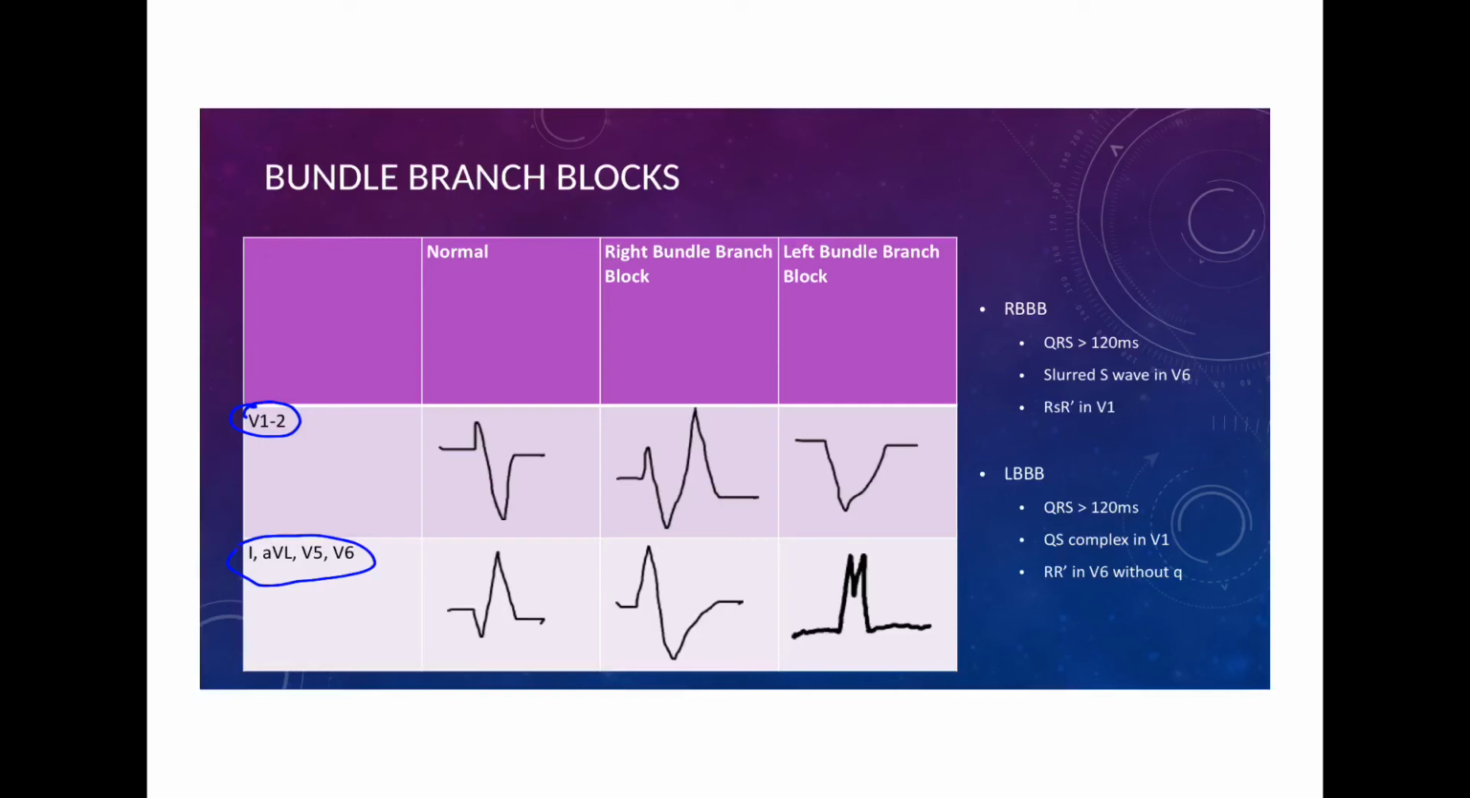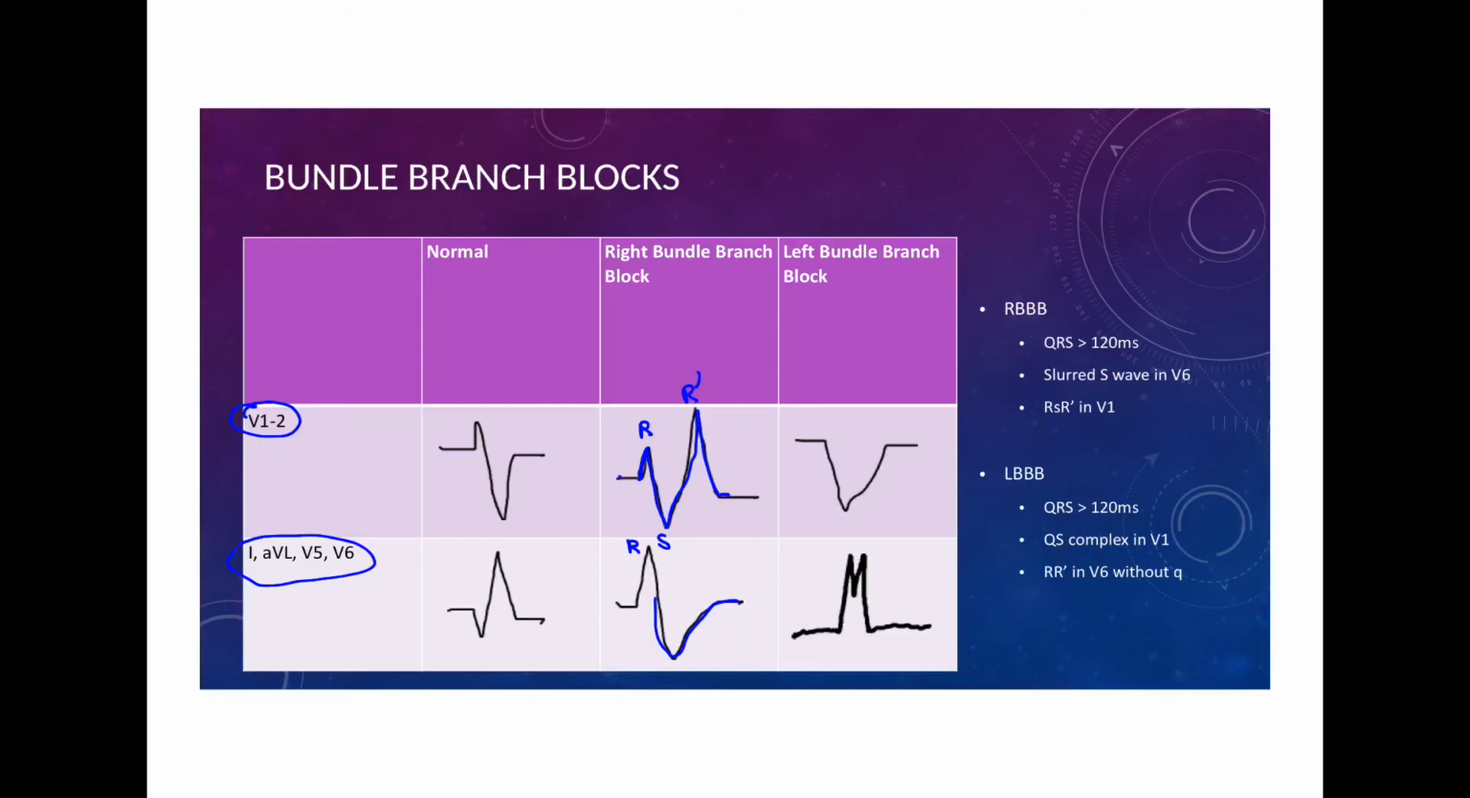In a right bundle branch block, in leads V1 and V2, you'll see two separate R waves separated by an S wave. We call that an R, S, R prime pattern. And in the lateral leads, you'll see a small R with a deep slurred S wave. And that's typical of a right bundle branch block.